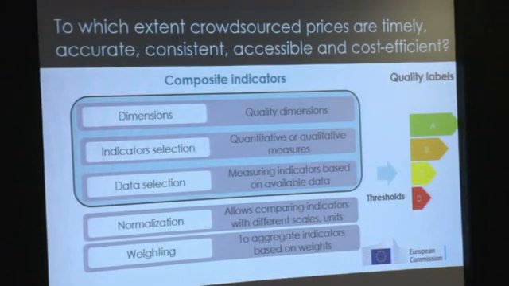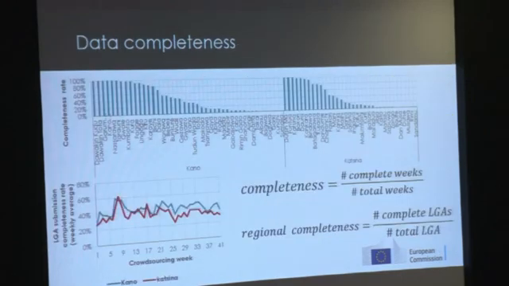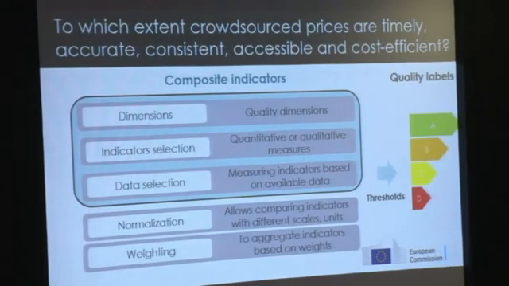And then we want to measure to what extent these crowdsourced data are timely, accurate, consistent, and accessible in a cost-efficient manner. For that, we use the quality dimensions of the statistical quality frameworks, and we develop some indicators and measure them. Actually, I forgot to say that our idea was to have some kind of quality labels that give us an idea of the quality of a certain crowdsourced data set.